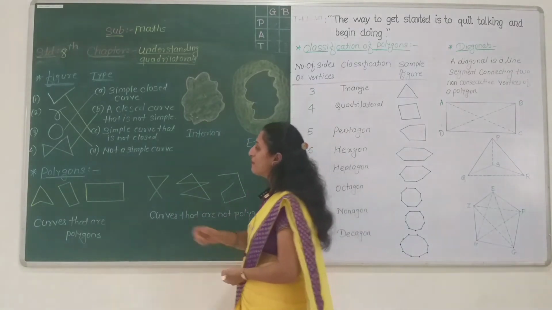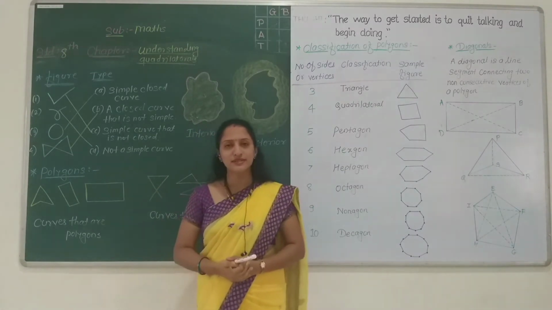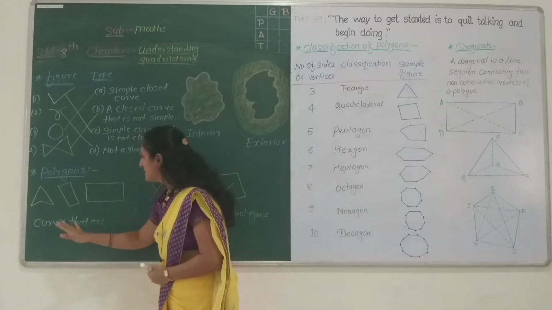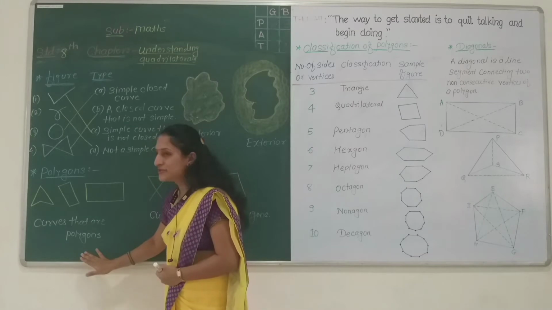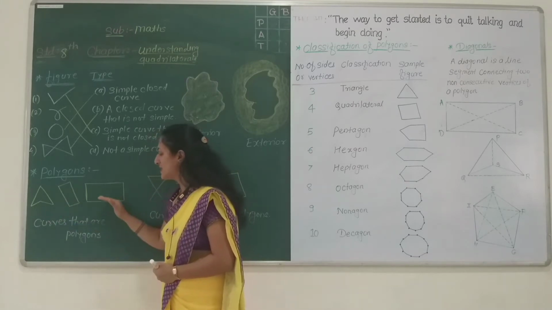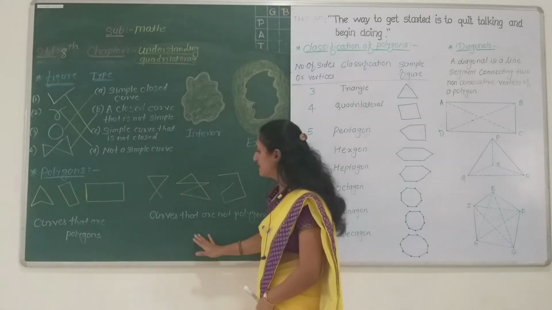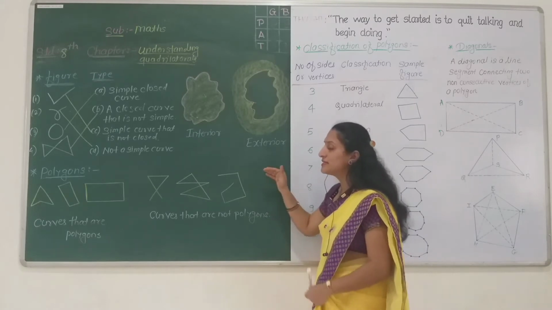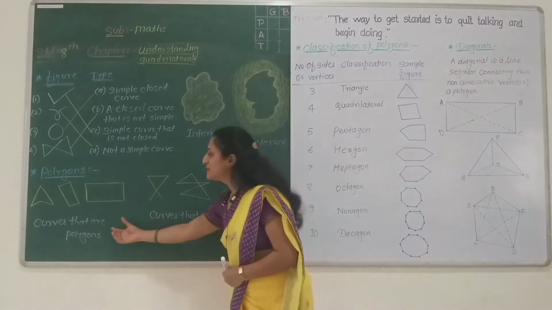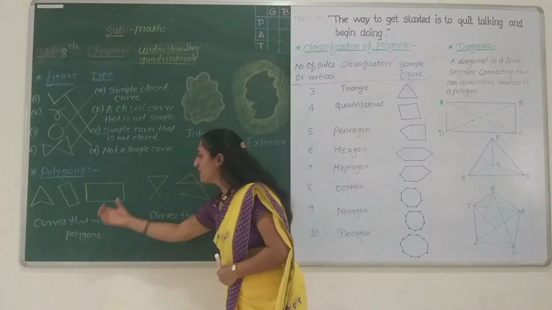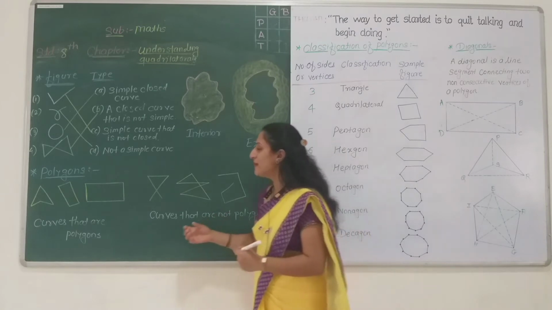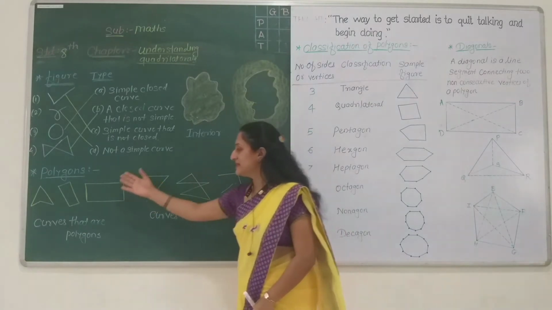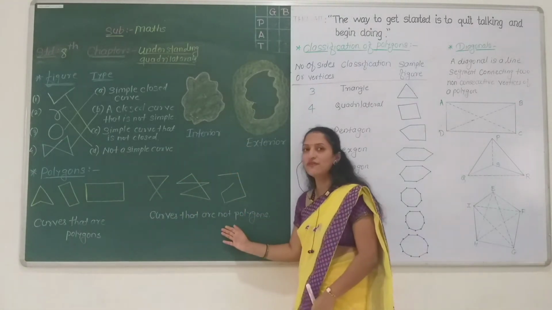Now the next point is polygons. What are polygons? Look at the figures here. The first set shows curves that are polygons. The next set shows curves that are not polygons. Now observe figure number 1 and figure number 2, and tell me, what is the basic difference between these? How can we define a polygon? Look carefully. These are some figures of polygons and these are figures of non-polygons.